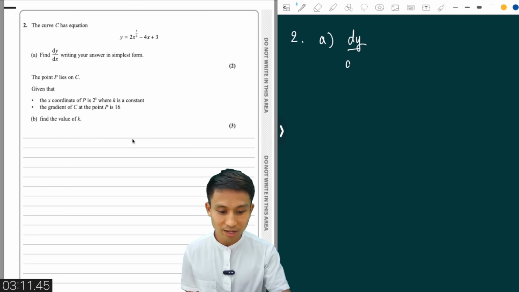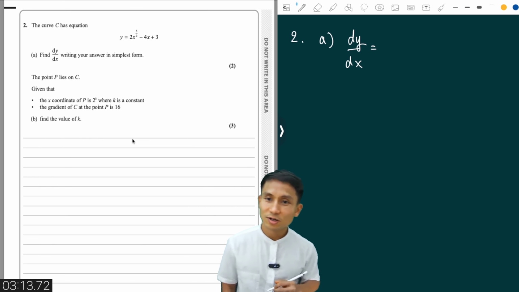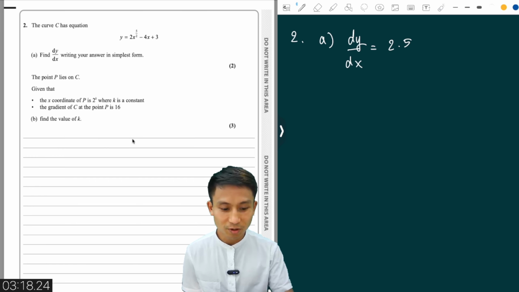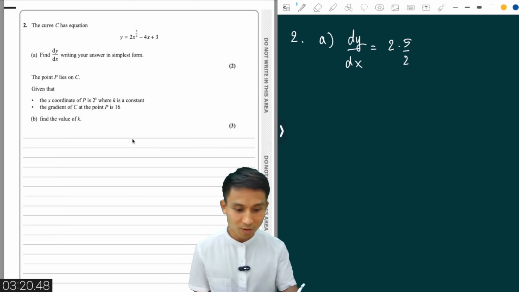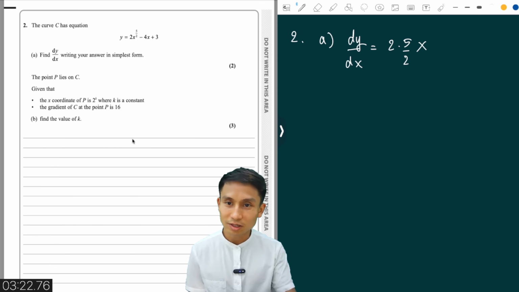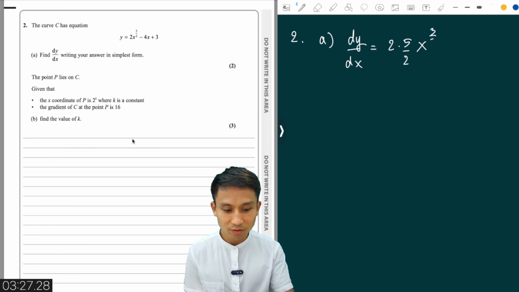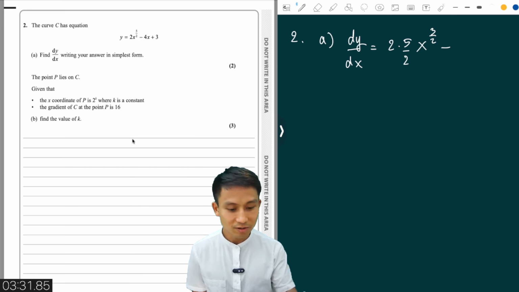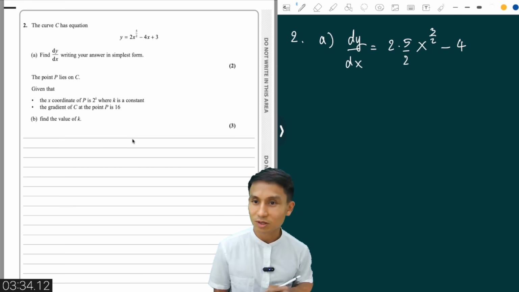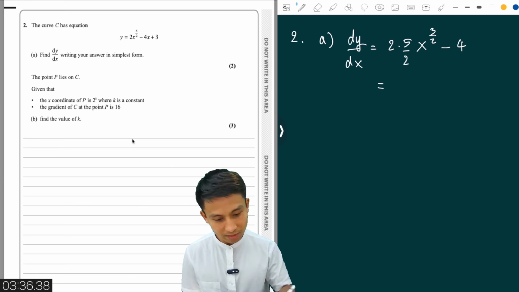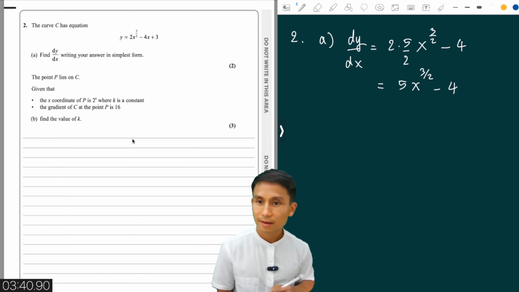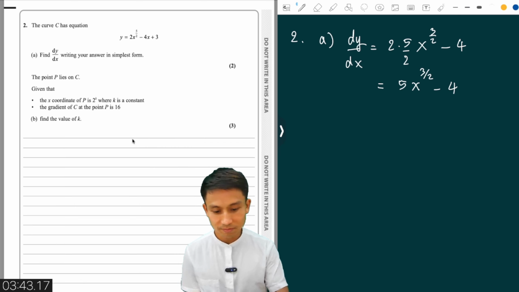So dy by dx equals, well, differentiating 2x to the 5 over 2 is just to multiply in front by the power there, and then the power is 1 less. So 1 subtract from 5 over 2, you get 3 over 2, right? That is just the first term. Minus differentiating 4x, we should get minus 4, and 3 goes away. So the 2 cancels the 2 there, we have 5x to the 3 over 2 minus 4. Each term simplest form, yep.